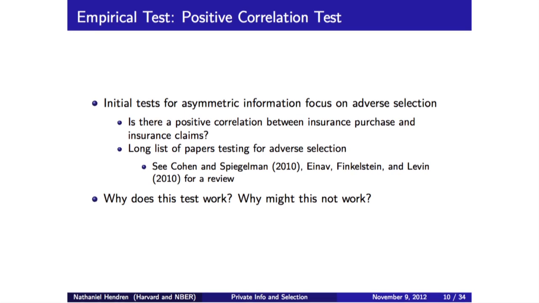But what I want to focus on today is what's potentially not going to work with this positive correlation test. So does anybody have some intuition for why we may not observe a positive correlation between insurance purchase and insurance claims in an insurance market, aside from the reason that there might not be any private information? Yeah? Different willingness to pay, so preference heterogeneity. And so walk through how that might pose a problem.